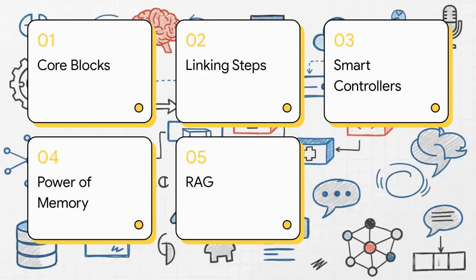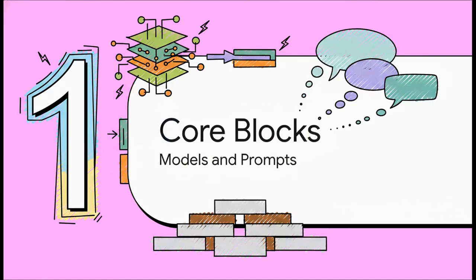Okay, let's dive into this. Today we're taking a bottom-up journey. We're going to cover the core blocks, linking steps, smart controllers, the power of memory, and finally, retrieval augmented generation. Starting right off with Section 1, Core Blocks, which means models and prompts.